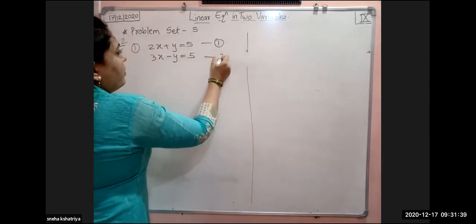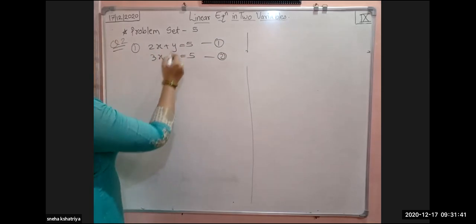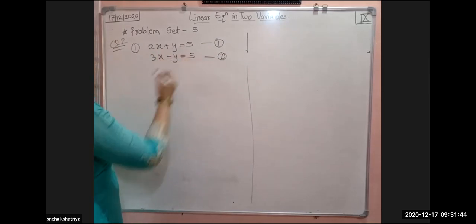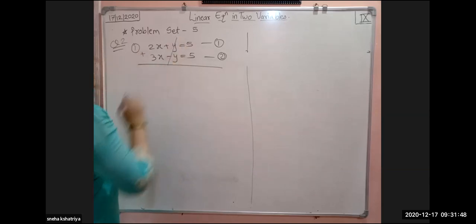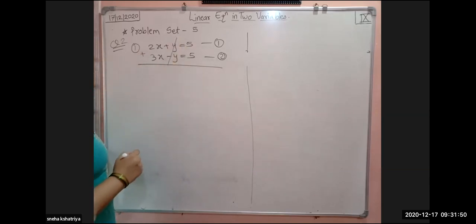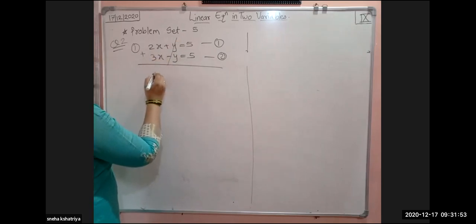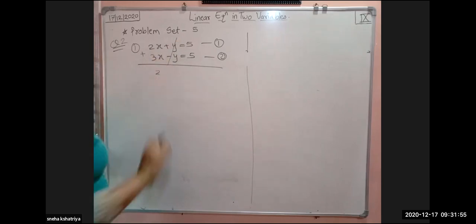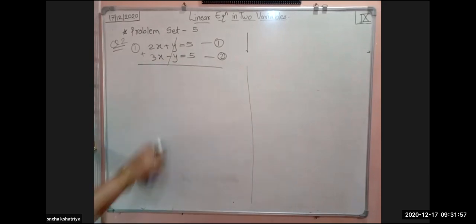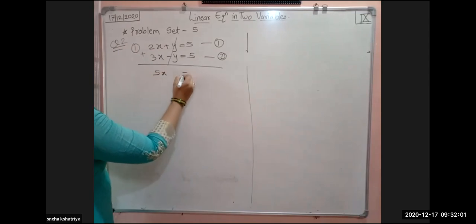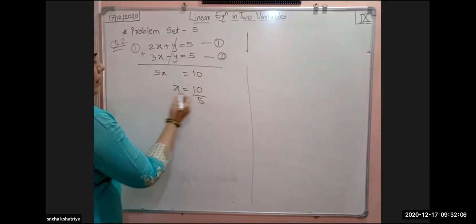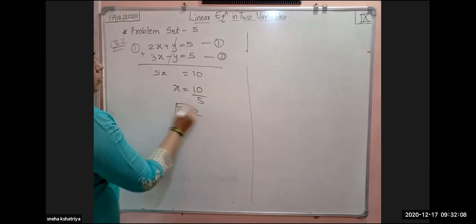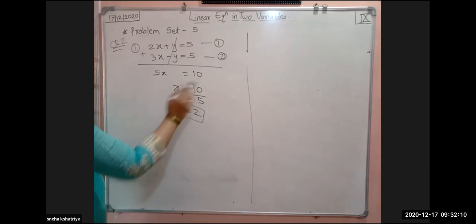This is equation number 1. This is equation number 2. Simple, we get plus y and minus y directly. We don't have to do any kind of adjustment. So add, and y plus and minus cancel. 3x plus 2x will become 5x. 5x is equal to 5 plus 5, which is 10. X is equal to 10 divided by 5. X is equal to 2.